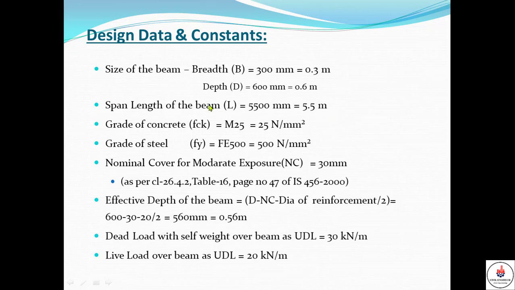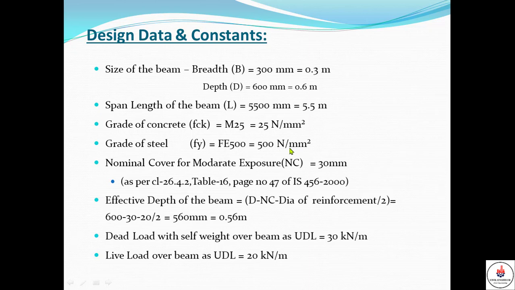We are taking the grade of concrete as M25 equals 25 Newton per millimeter square, which is also called the characteristic strength of the concrete. Then we are taking the grade of steel as Fe 500 equals 500 Newton per millimeter square, which is also called the characteristic strength of the steel.